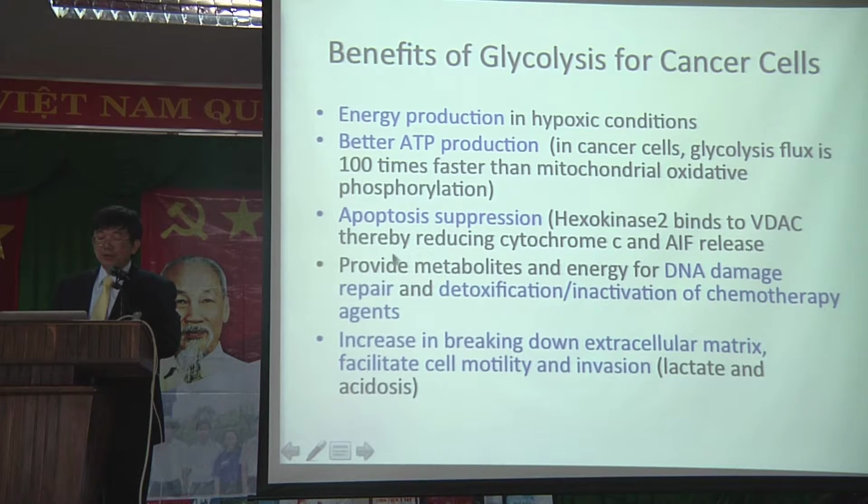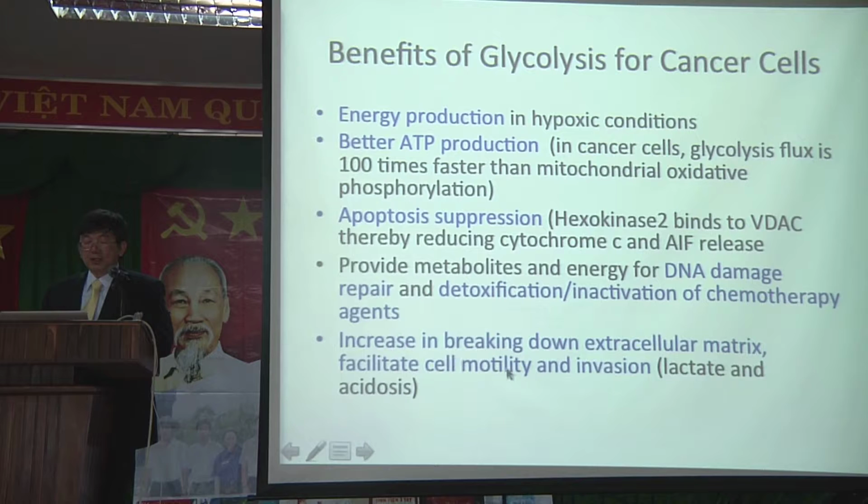Conjugate, and therefore it reduces cytochrome C and apoptosis initiating factor release, and therefore protects the cells from apoptosis. And this pathway would also provide metabolites and energy for DNA damage repair to generate the metabolic factors for detoxification and inactivation of chemotherapy agents.